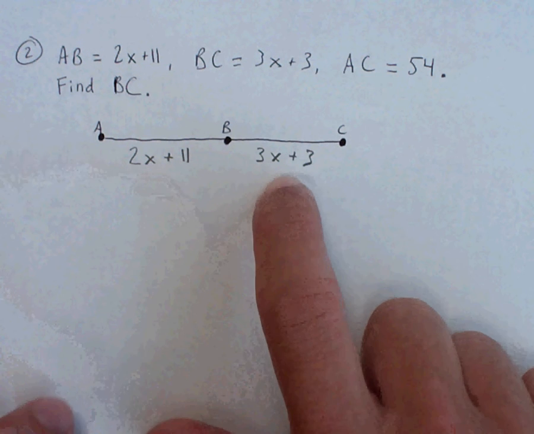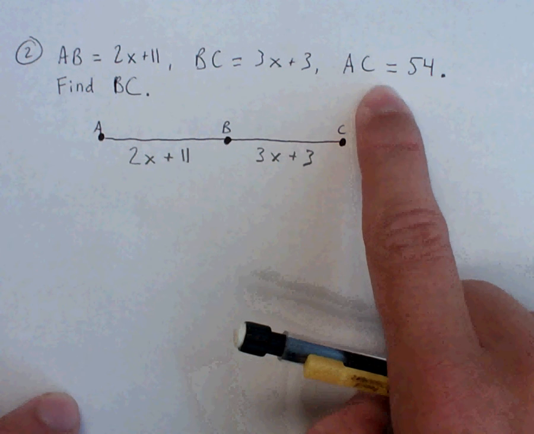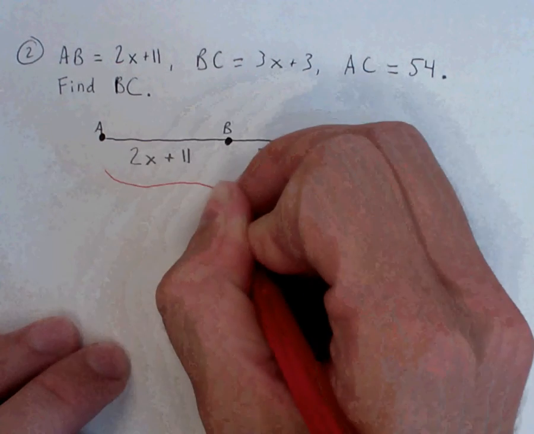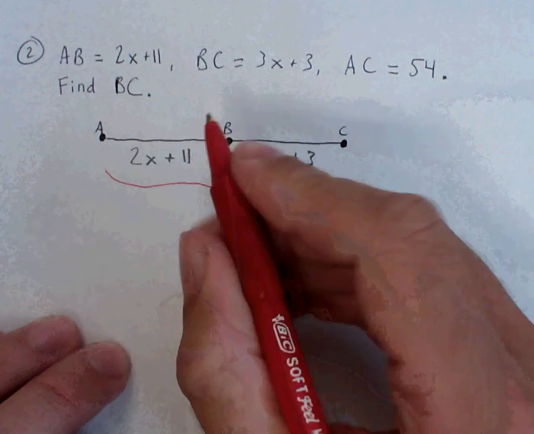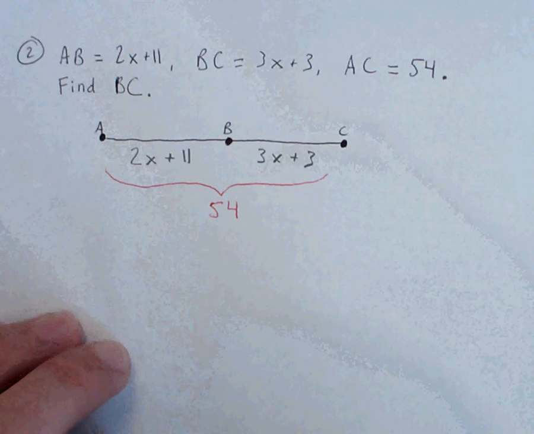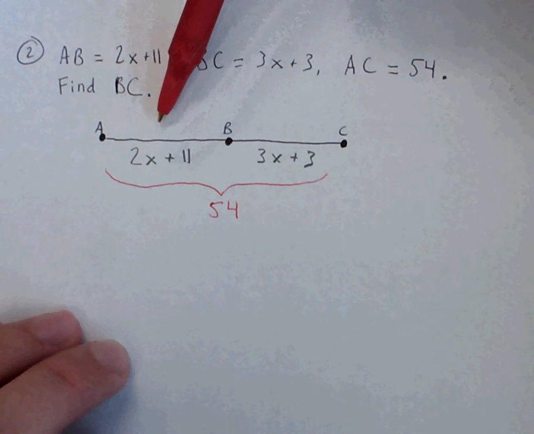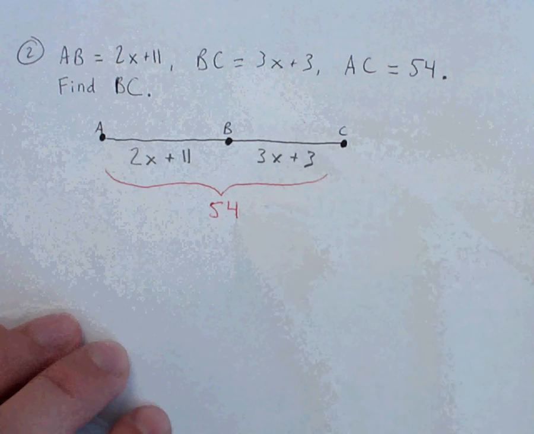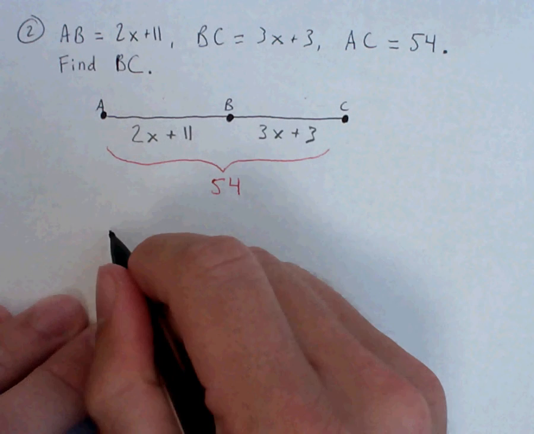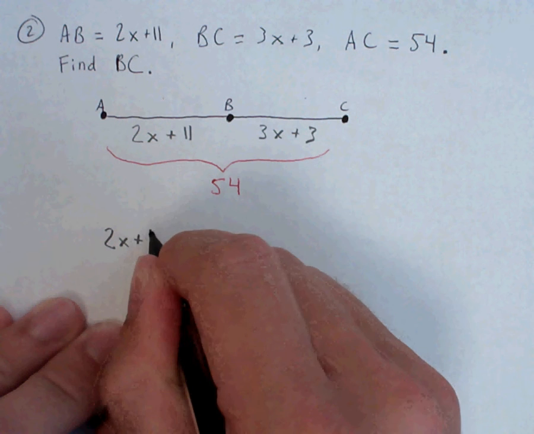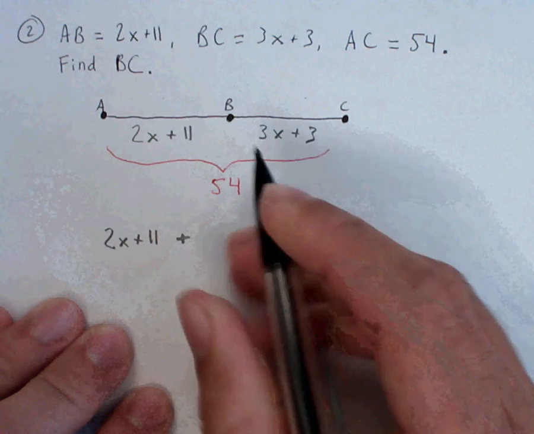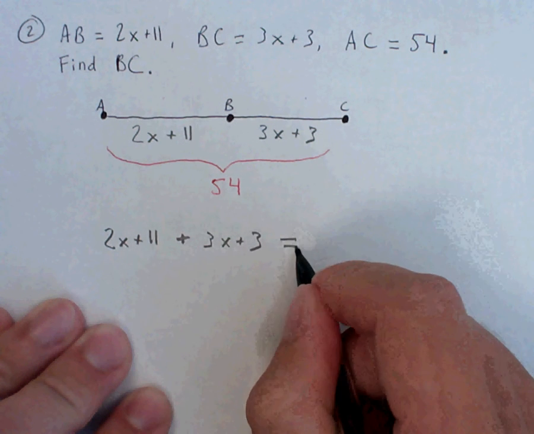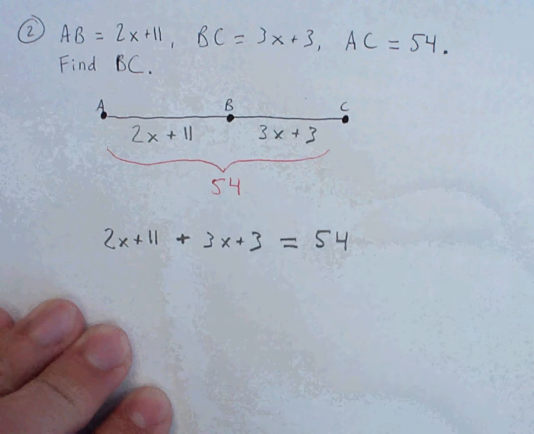But what else does it give us? It gives us what the whole segment is. It gives us that the entire segment is 54. Or in other words, the left side plus the right side equals 54. Let's write that down. The left side, 2x plus 11, plus the right side equals the whole thing, 54.